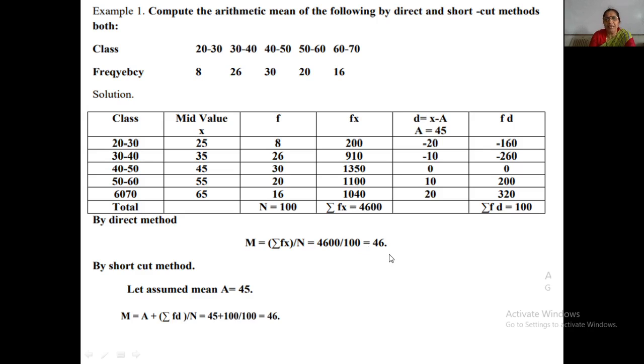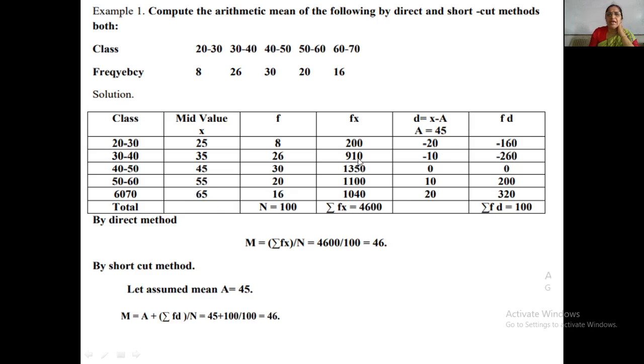If I want to find out my shortcut method, suppose I take deviation x minus a. You can also take one more thing, that is ui is equal to xi minus a upon h. In that case, divide each of these values by h. What is your h? h is here the length of the class interval, which is equal to 10. Here I have not taken this, but you can take it like this also. So di is equal to x minus a, that is 25 minus 45, that is minus 20. 35 minus 45 is minus 10. 45 minus 45 is 0. 55 minus 45 is 10. And 65 minus 45 is 20.